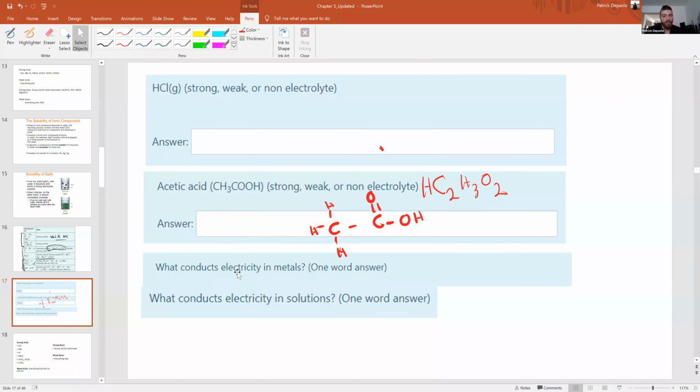Here's a good one. What conducts electricity in metals? One-word answer. Good, electrons. Awesome. Marie Madeline and Brandon, good job. What conducts electricity in solutions? One word. Good job, Brandon. Ions. Good. All right, you guys should be getting the hang of it. Good, quick answers.